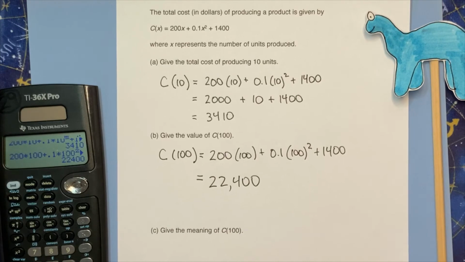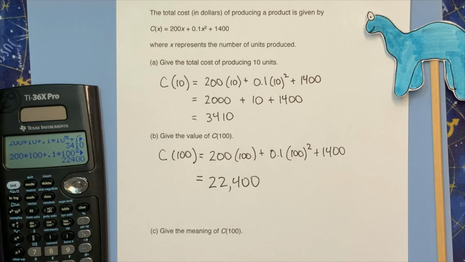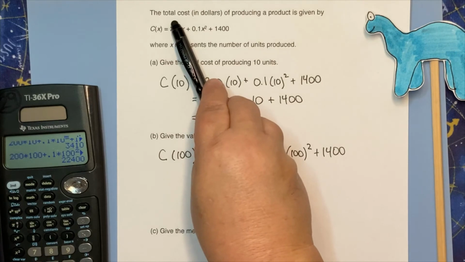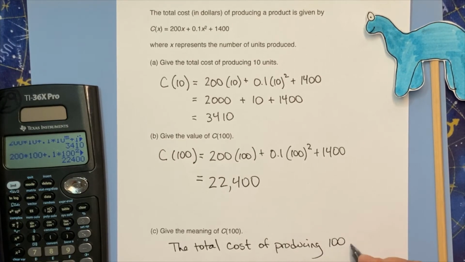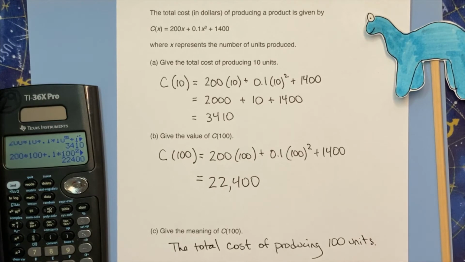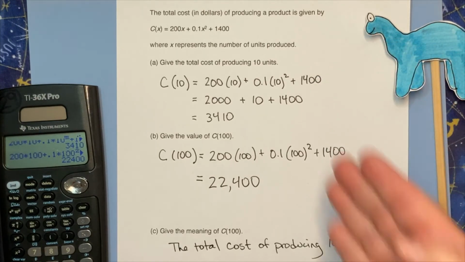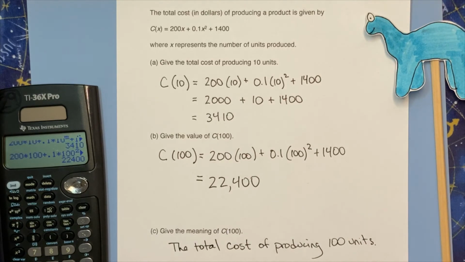Okay, last question, part C. And this is in the homework, I believe this is multiple choice. But give the meaning of C of 100. So at its most basic, they told you C is the total cost. So the total cost of producing 100 units. At its most basic, we just look at the problem itself and we look at the definition of X and we say, okay, that's got to be what it is.